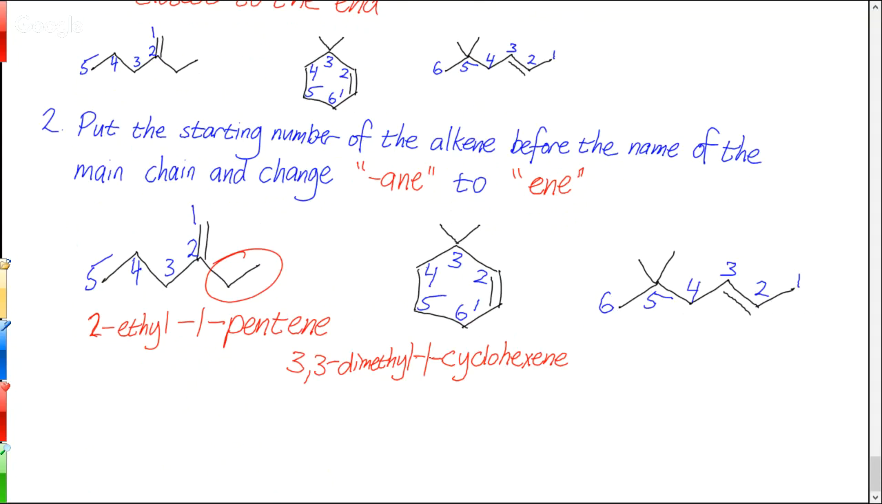And this last one, the main name is going to be hexene. But because the double bond starts at 2 instead of 1, it's going to be 2-hexene. So you can have 1-hexene, 2-hexene, 3-hexene, and those would be different structures based on where the double bond starts. And then we add the 2 substituents, so this becomes 5,5-dimethyl, because the double bond starts at 2.